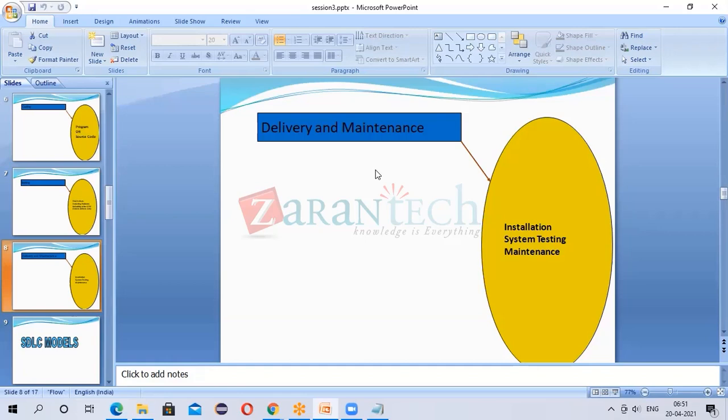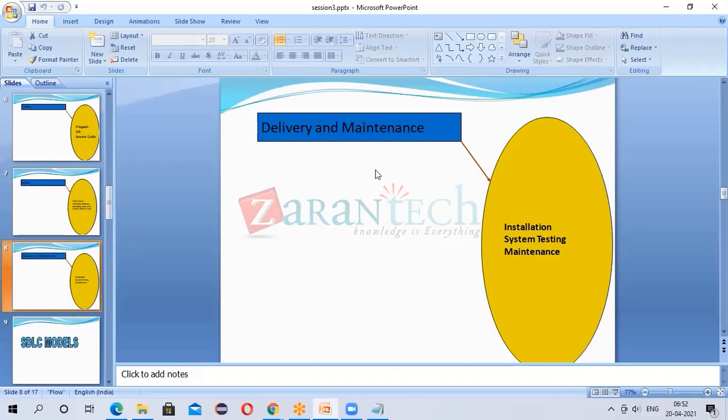So what is maintenance? We have completed the feasibility study, analysis, coding, and testing. And then finally, you feel that your product is the right product and is working perfectly fine. Then you are going to deliver the particular application to the client. So maintenance is nothing but how you are going to maintain the versions.